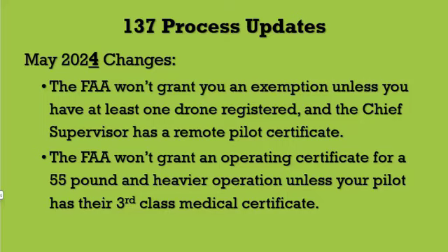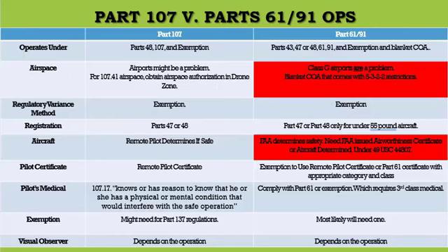The FAA won't grant you an exemption unless you have at least one drone registered and the chief supervisor has at least a remote pilot certificate. The FAA won't grant an operating certificate for a 55-pound and heavier drone unless your pilot also has their third-class medical. So those are kind of some unique points here that have recently popped up.